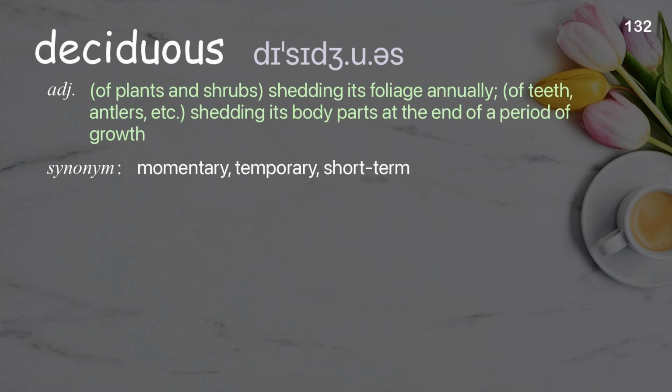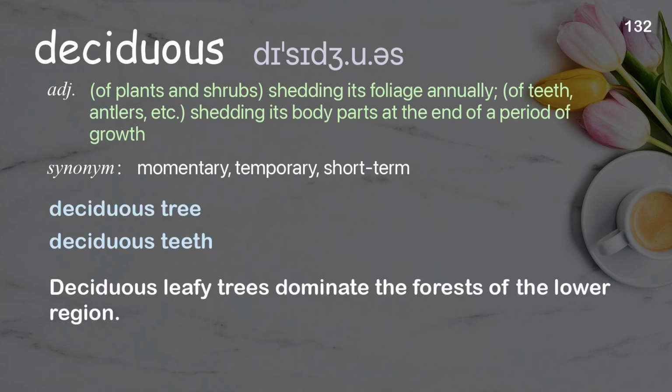Deciduous. Of plants and shrubs, shedding its foliage annually; of teeth, antlers, etc., shedding its body parts at the end of a period of growth. Examples: Deciduous tree. Deciduous teeth. Deciduous leafy trees dominate the forests of the lower region.